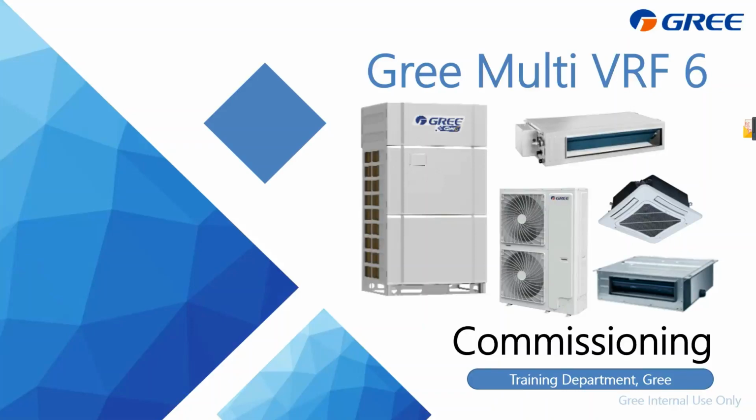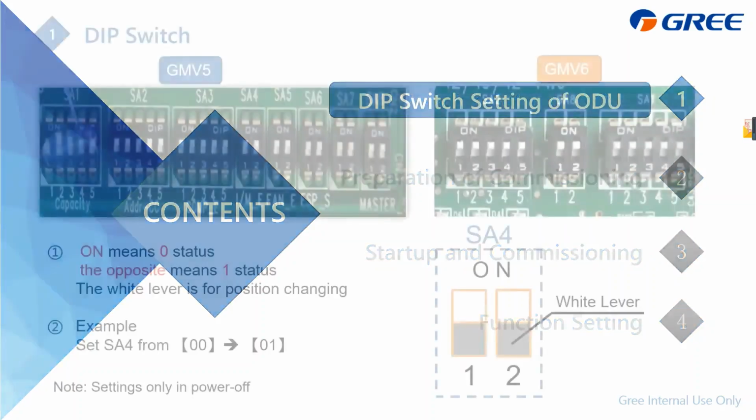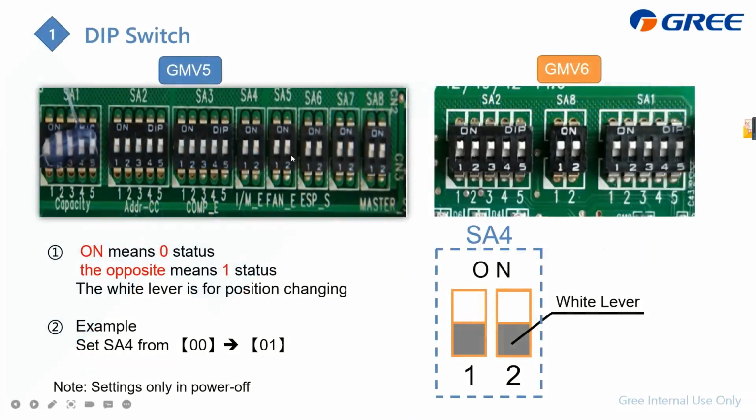Okay, the commissioning part about the GMV6. There are four parts in total: the dip switch setting, the preparation of commissioning, startup and commissioning. The last part talks about the function setting. First, the dip switch setting, and this is a dip switch.